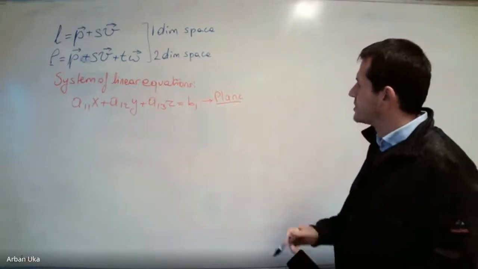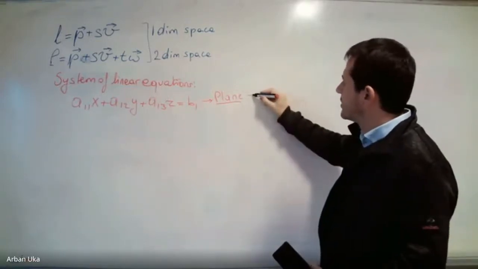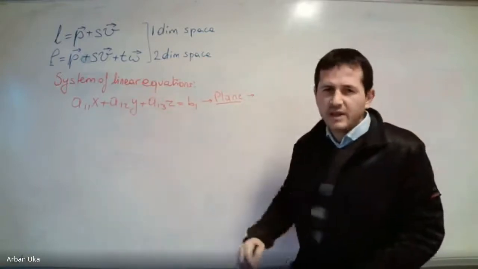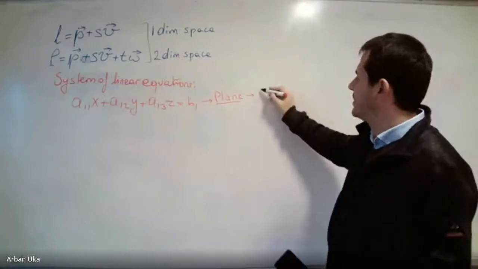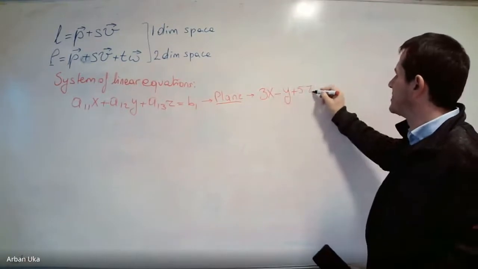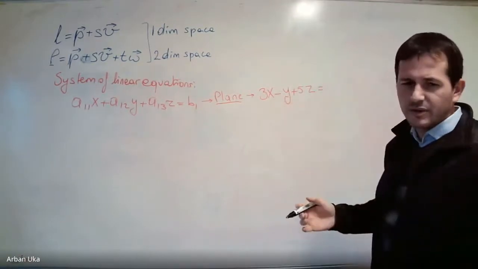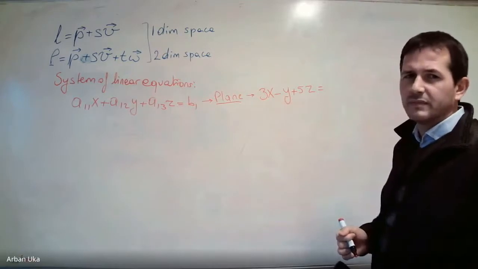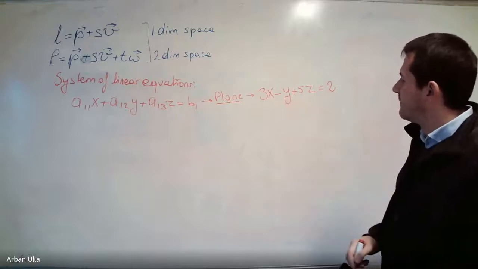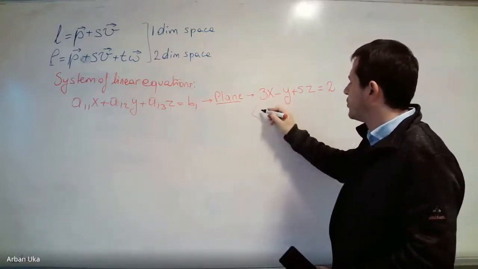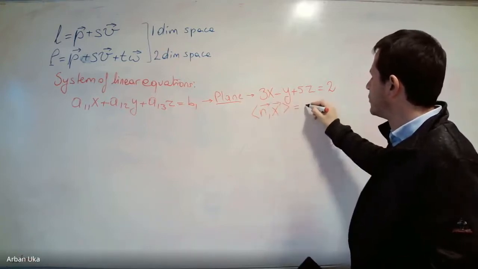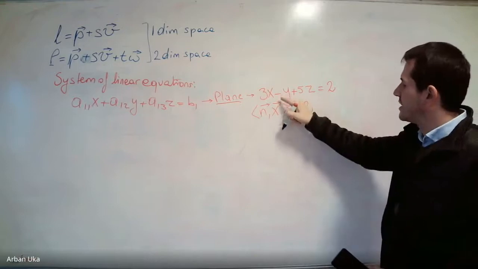Let's give an example. Let's assume that a11, a12, and a13 are some random numbers. Let these numbers be the following: 3x minus y plus 5z equal to, give me a random number, 2. Let's write this 2. Then this is the equation of the plane, because we can write this one. This is also the equation of the plane: the inner product of n and x equal to 2. This is equivalent to this.